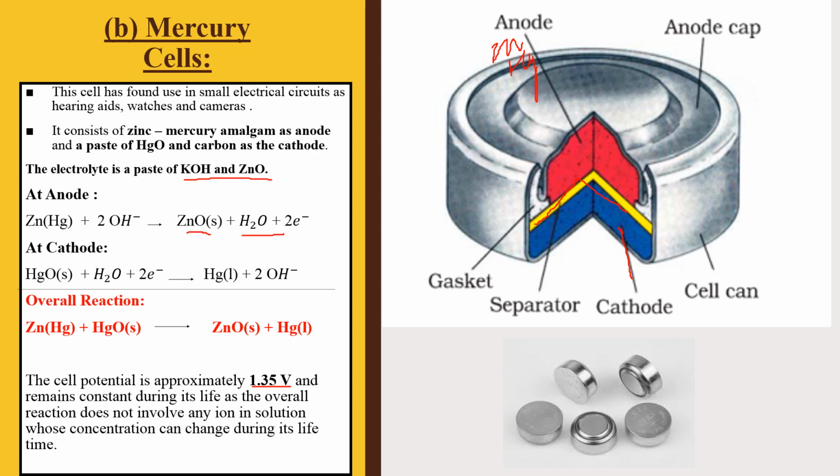It remains 1.35 volt. Why? Because this is the overall reaction, and this overall reaction does not involve any ion in the solution. You can see here also that the ions are not there in the overall reaction. They all get cancelled. On combining the equations of anode and cathode, in the overall reaction all the ions get cancelled. So the cell potential for the mercury cell remains constant during its life.